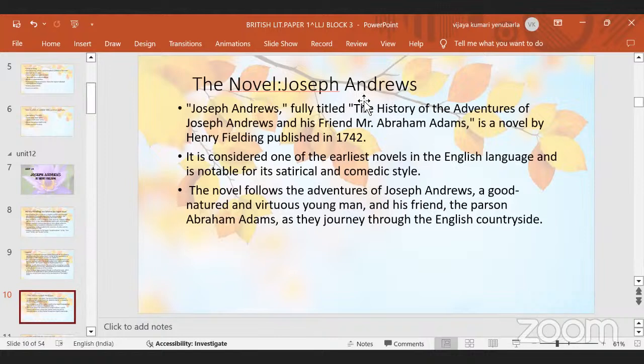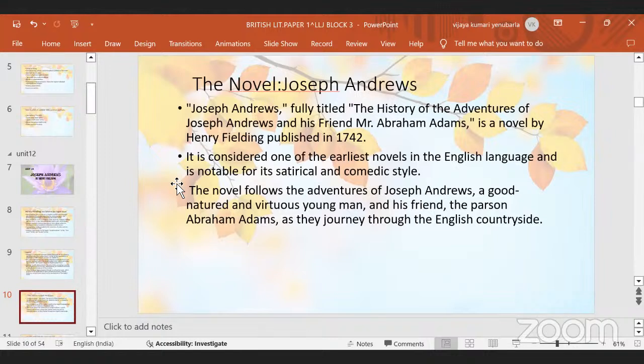So now, Joseph Andrews, the complete title of the book is The History of the Adventures of Joseph Andrews and His Friend, Mr. Abraham Adams. It is a novel by Henry Fielding, published in 1742. So this is the full title.